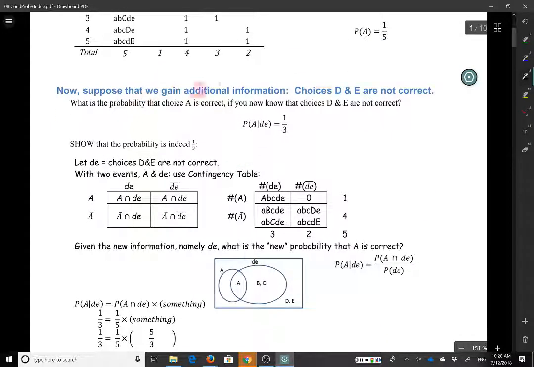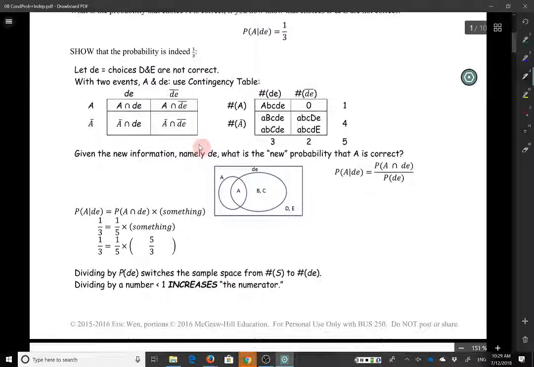Okay, so now that we have the additional information, D and E are incorrect, we know that you have a 1 in 3. You know that your chances are higher, right? So how do you show that? And so here we want to say, what's the probability that A is correct, given now that D and E are not correct? Okay, so how can we show that this probability is 1/3, right?